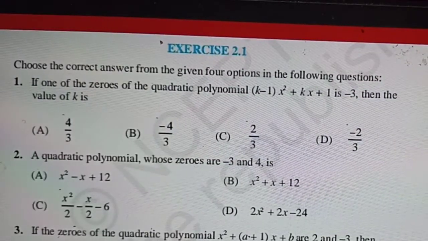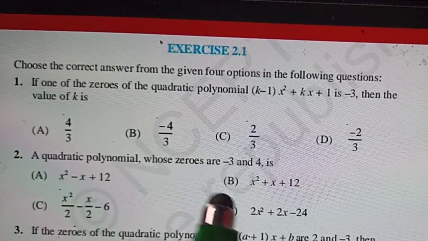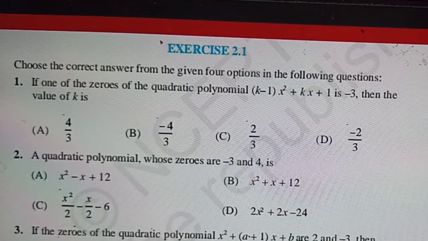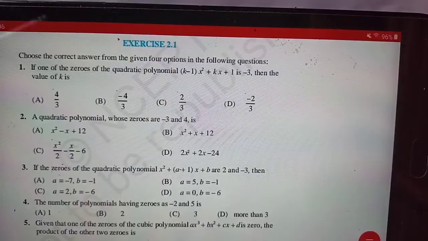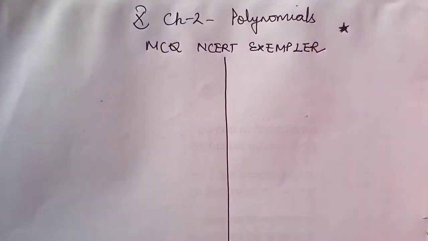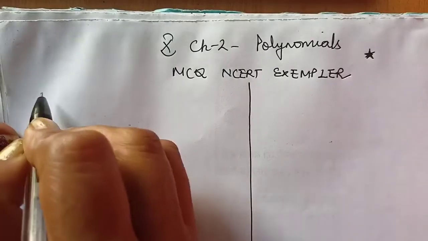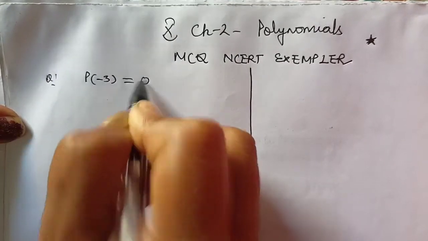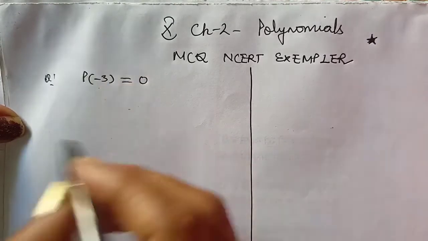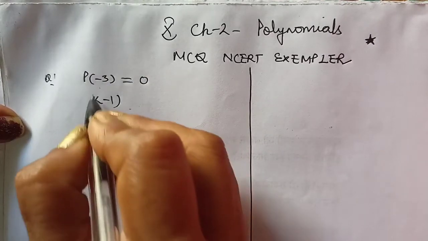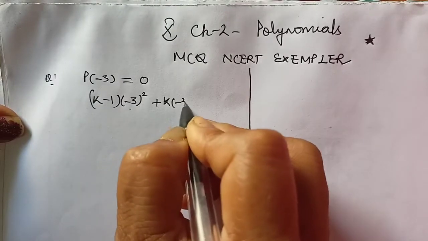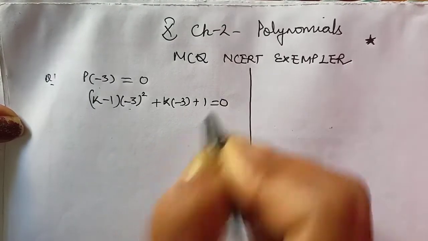The first question says, if one of the zeros of the quadratic polynomial is minus 3, then find the value of k. Now we shall substitute minus 3 in place of x. So it simply means that p of minus 3 is 0, because minus 3 is one of the zeros. So let us substitute the value: k minus 1 into minus 3 square plus k into minus 3 plus 1, and this must be 0.